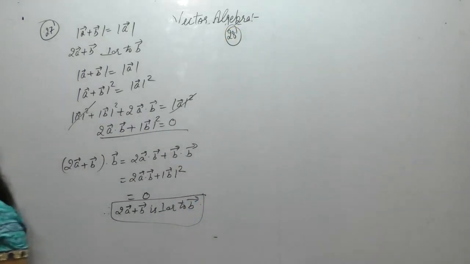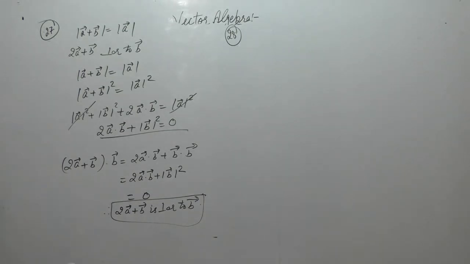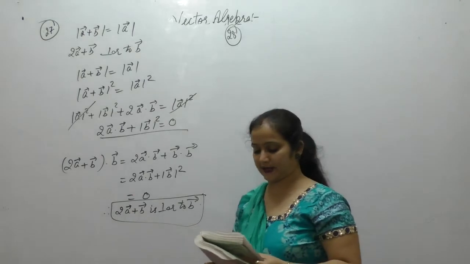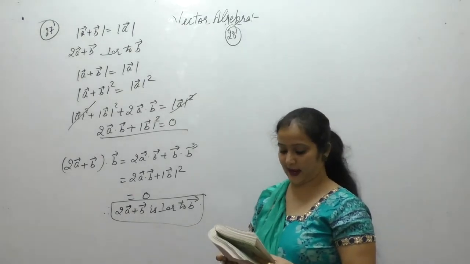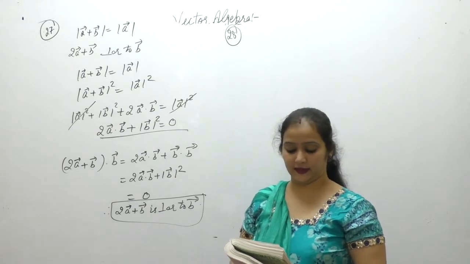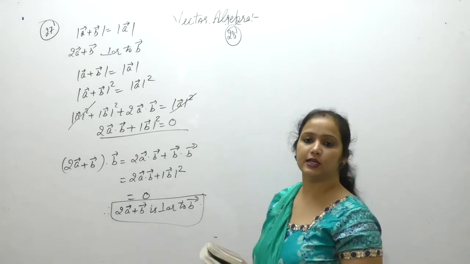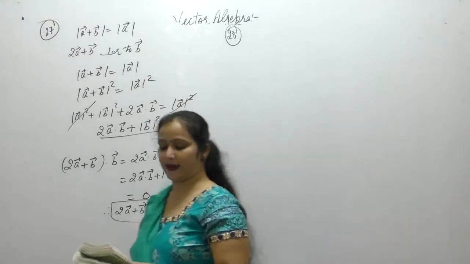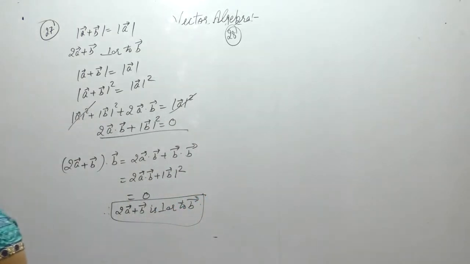Now next one, if a vector makes equal angles with i cap, j cap and k cap and has magnitude 3, then prove that the angle between a vector and each of i, j and k cap is cos inverse 1 by square root of 3.